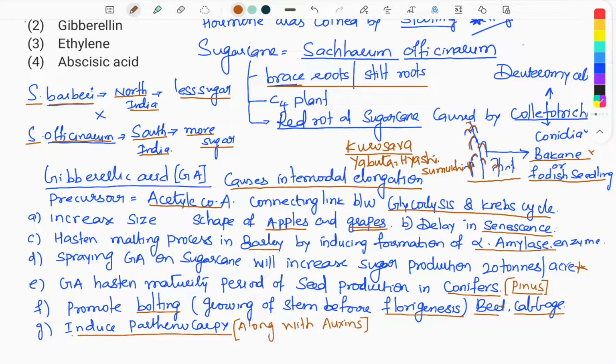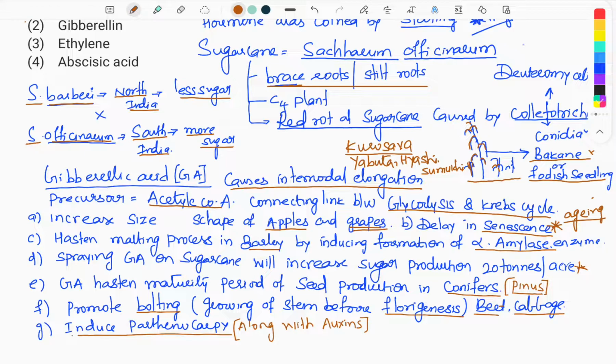It also causes delay in senescence. It is more important. What happens by delaying senescence? Remember, senescence is called aging. So aging is here delayed. When the aging is postponed, the fruits remain for a long time on the plant. So the farmer can wait till he gets a good price in the market. So that is delay in senescence, right?